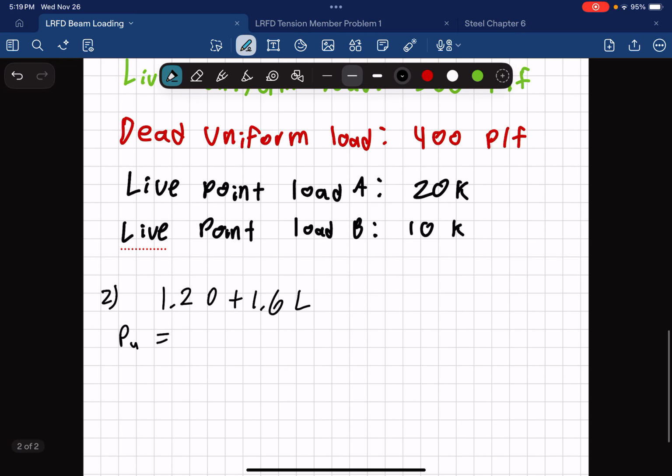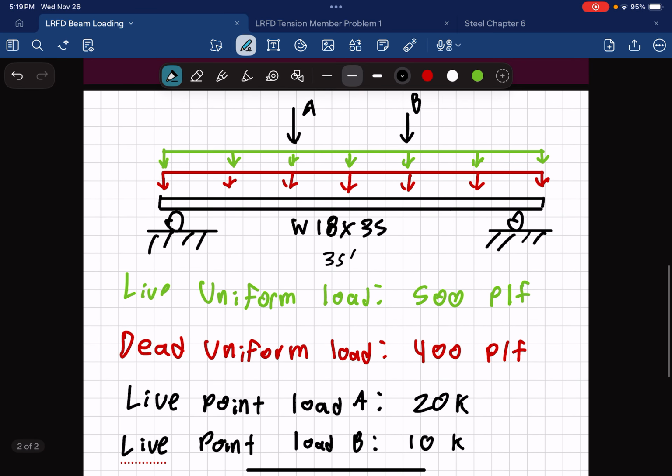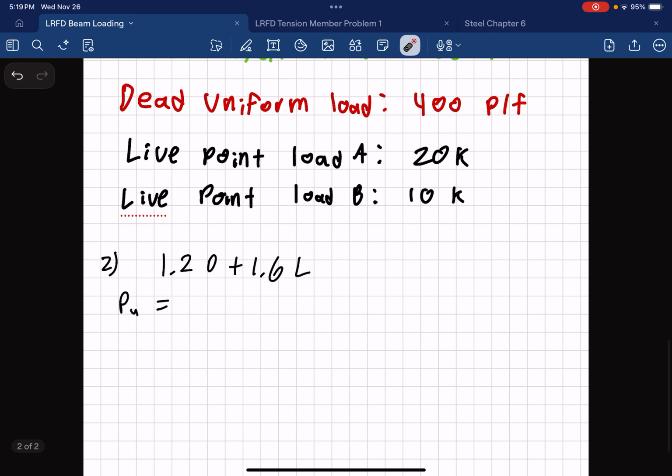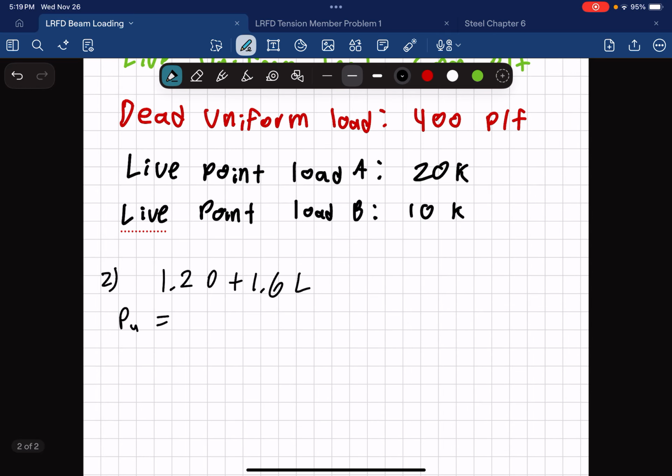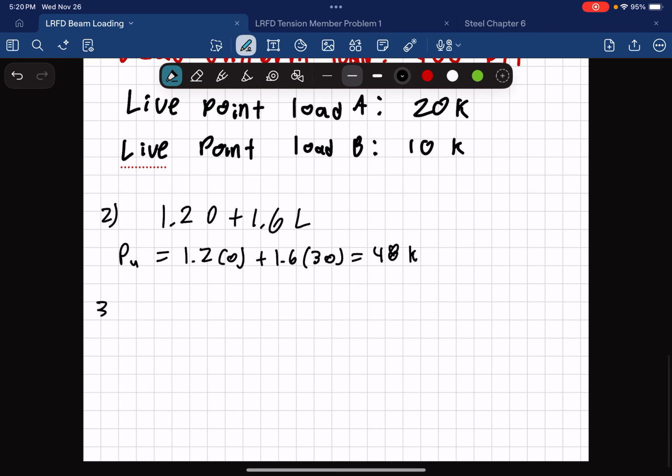So our point loads are both live and we have 2 of them. One is 20 kips and one is 10 kips, applied at points A and B over here. We don't really care about where they're located on the beam right now. What we really care about is how much they are, because we're in this step. So we're not going to have a dead load in this case, so it's going to be 1.2 times 0 plus 1.6 times 30, because we can just sum them. You're going to add those together. 1.6 times 30 is 48 kips. So now you have the factored point loads.